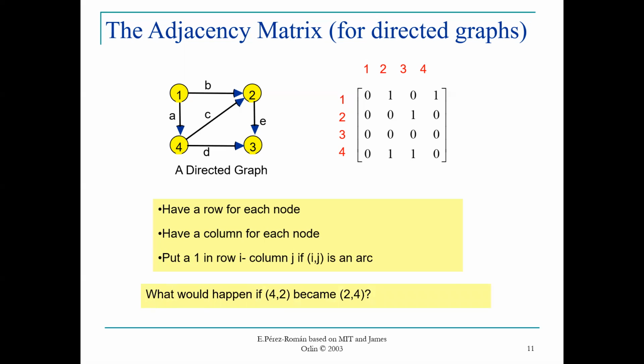So what will happen if arc (4,2) becomes (2,4)? Basically, if we switch the direction of arc (4,2) to (2,4), then we're going to have to change the values in the matrix. So the entry for (4,2) will become 0, and the entry for (2,4) will become a 1. So that's the answer to this question.